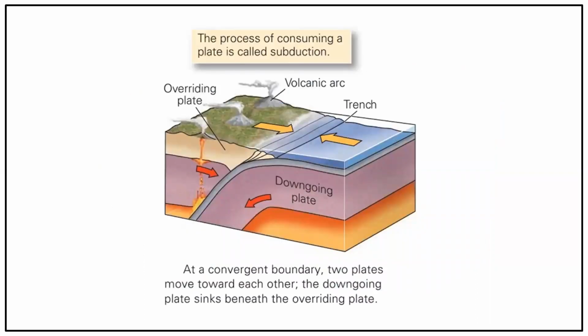Convergent boundaries. When two plates collide, one can be forced beneath the other in a process called subduction. The subducting plate sinks into the mantle, generating intense pressure and friction that can lead to earthquakes.